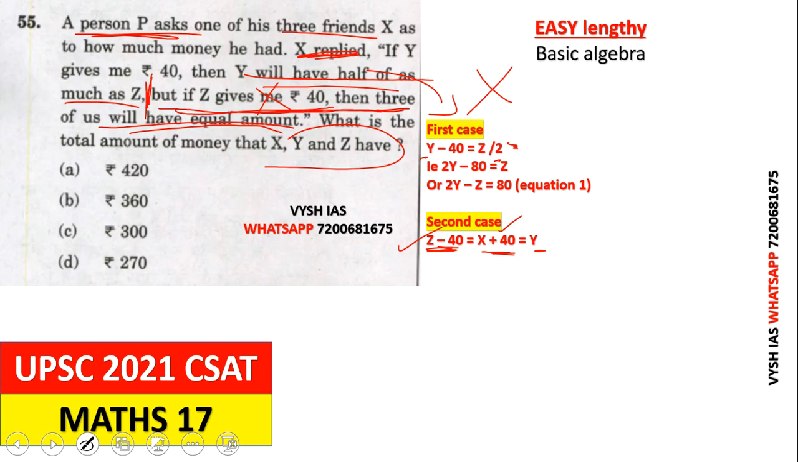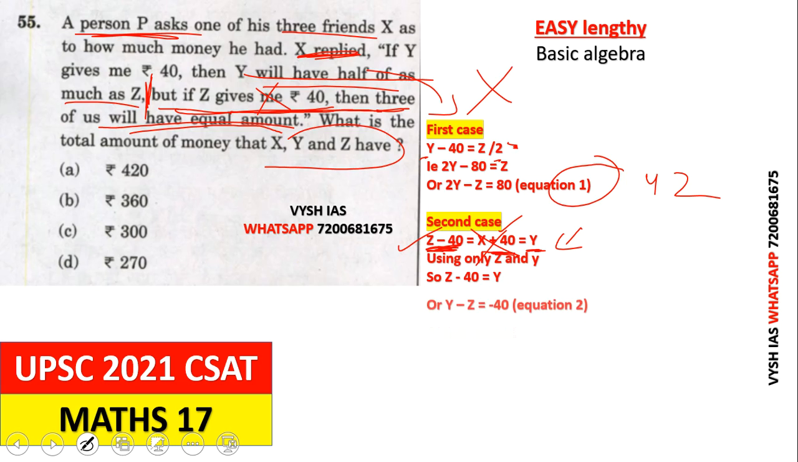Now, because our first equation we built is using Y and Z, here also we'll consider only Y and Z, because we need 2 formulas, right? Whenever you have to solve 2 letters, you need 2 formulas. So we'll take Z minus 40 is equal to Y, this we'll ignore as of now. So using only Z minus 40 is equal to Y, or Y minus Z is equal to minus 40. So we got equation 1, equation 2, both with Y and Z.